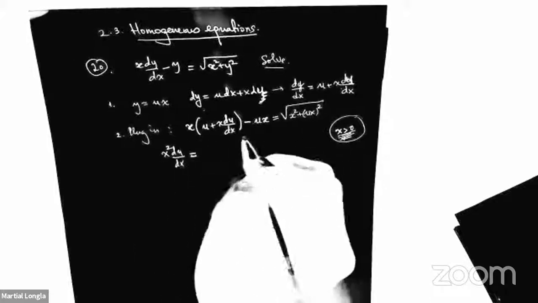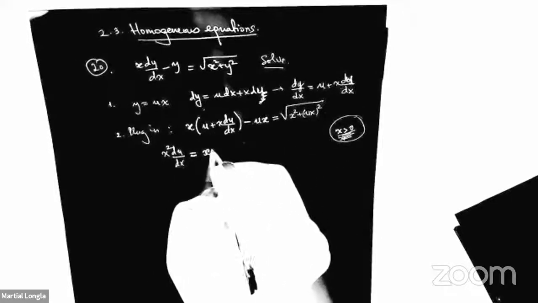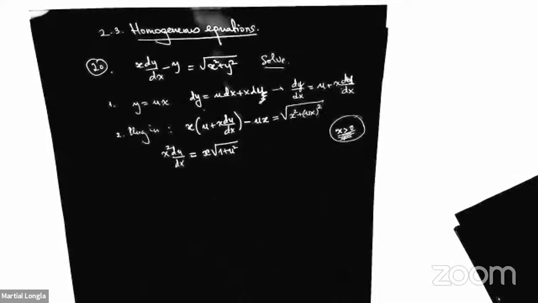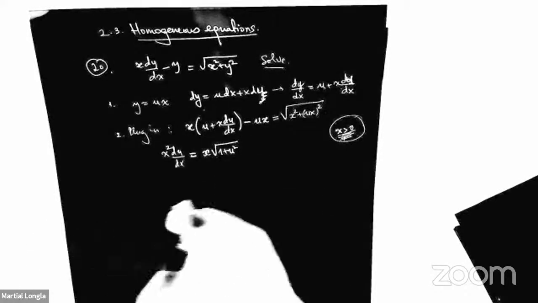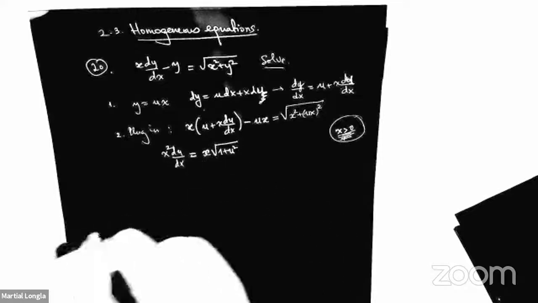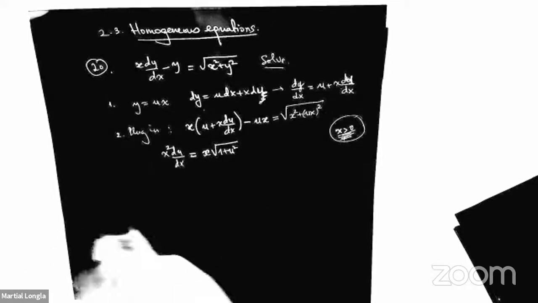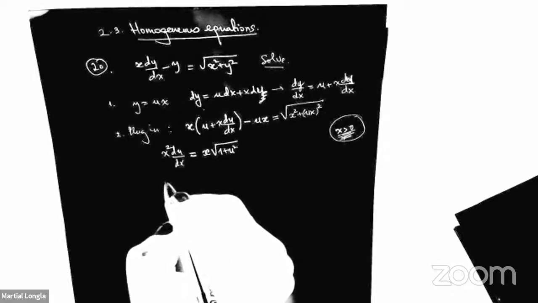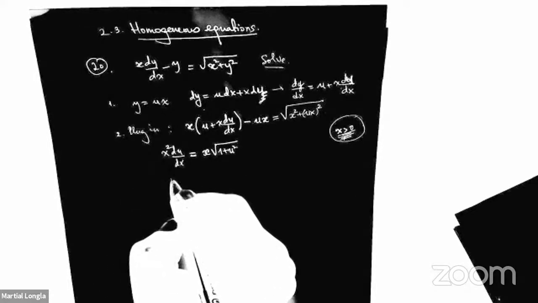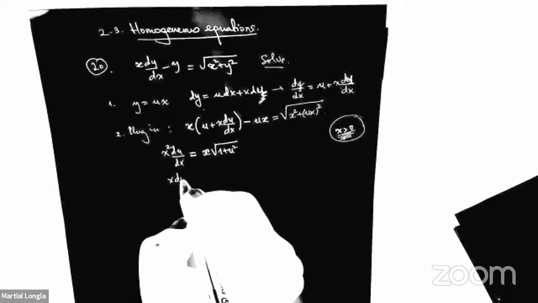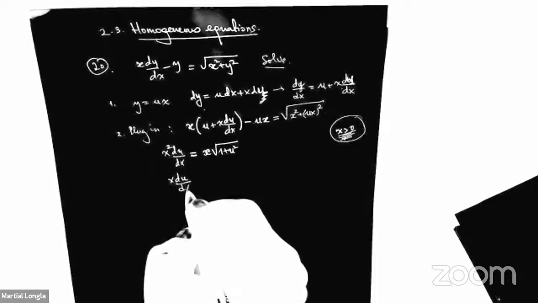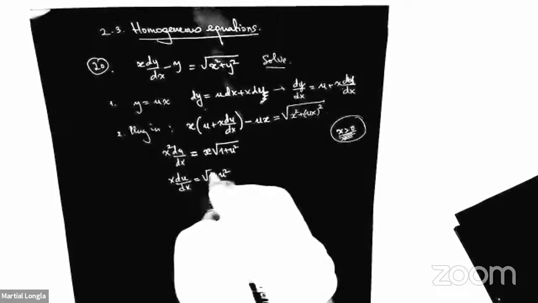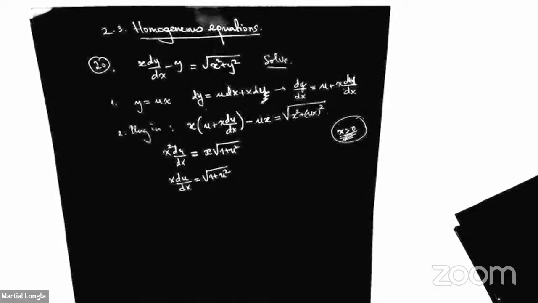So here, if you do that, then it's going to be x times the square root of 1 plus u squared, because you're assuming that x is positive. And now you can divide by x. So you would have x du over dx equals the square root of 1 plus u squared. Okay.